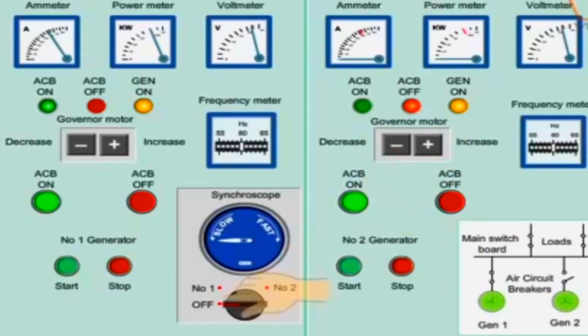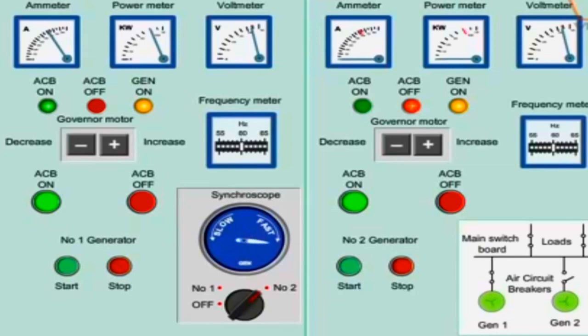Switch on the synchronoscope selector to number 2 generator. If the needle rotates in clockwise direction, the speed of the incoming generator should be decreased. If the needle rotates in anti-clockwise direction, the speed of the incoming generator should be increased.